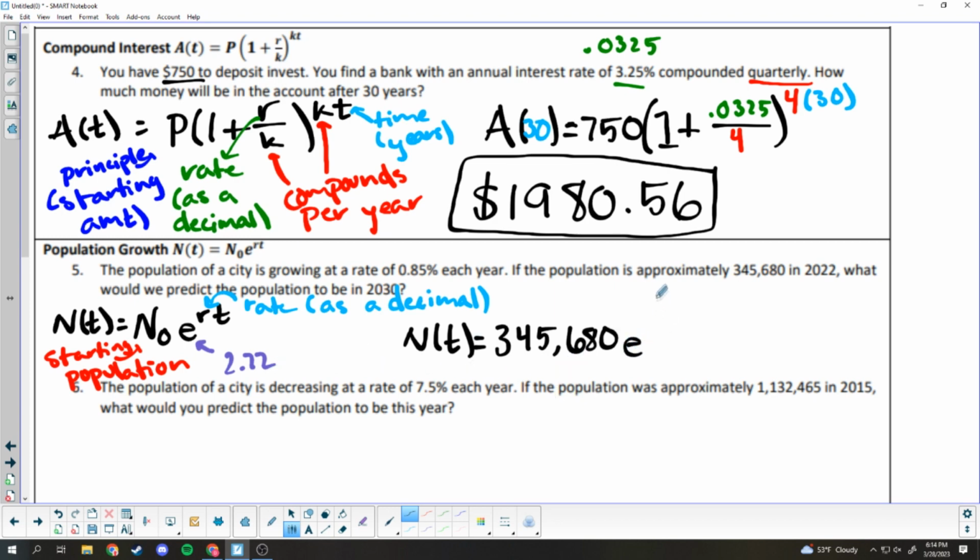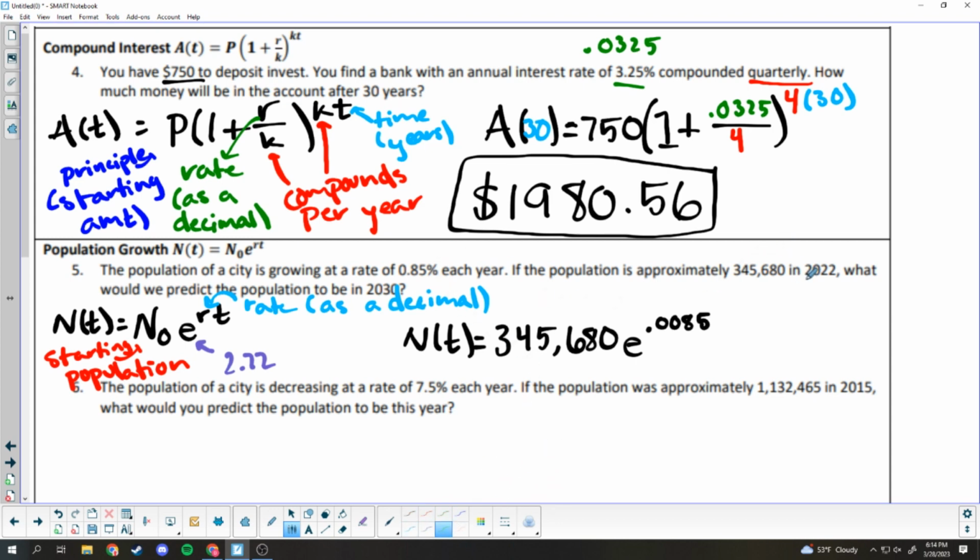And then we raise E to the power of this percentage as a decimal. Now be careful. This is a very small percentage, but we still have to move this decimal place 2 to the left. And so it's going to be 0.0085. And then what do I plug in for T, huh?